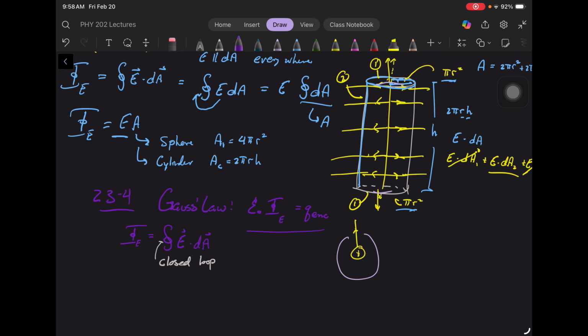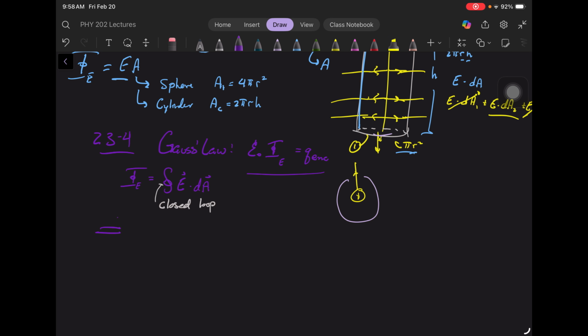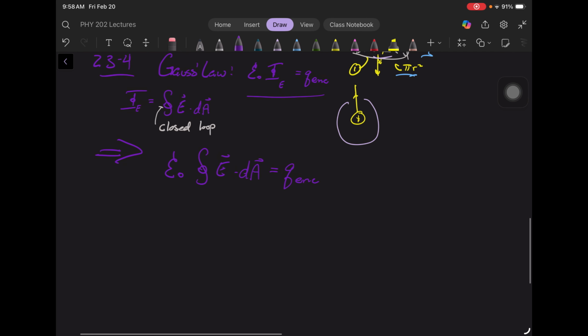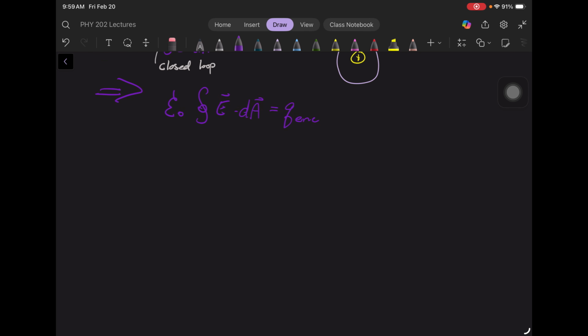Okay, and so when we combine these together, we get the form of Gauss's law we're going to use the majority of the time: epsilon naught times the integral E dot dA is equal to Q enclosed. So let's go back to a point particle, and what we're going to do is try to find the electric field due to a point particle using Gauss's law.